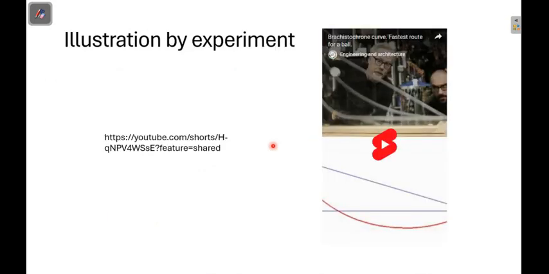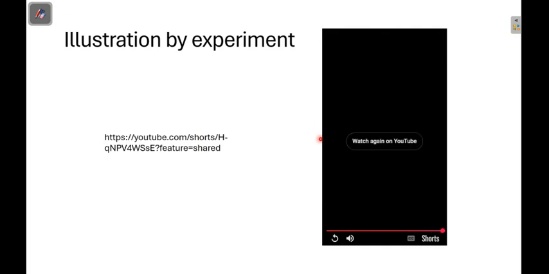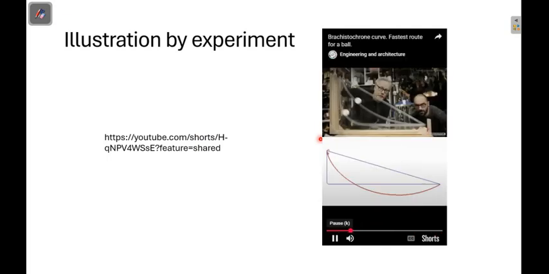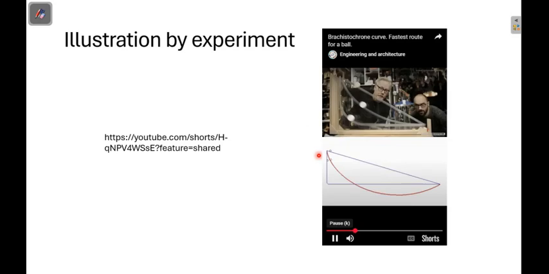Finally, this is an experiment to illustrate whether the curve of the fastest descent is the cycloid. As we can see in this slow motion video, we have a straight line, we also have the cycloid, and even another curve. The cycloid curve in the middle gets us the shortest time.